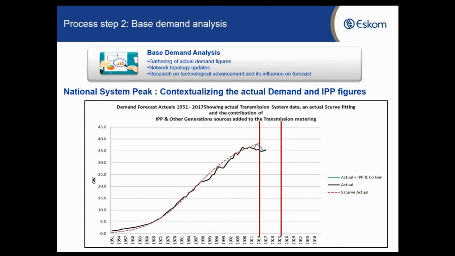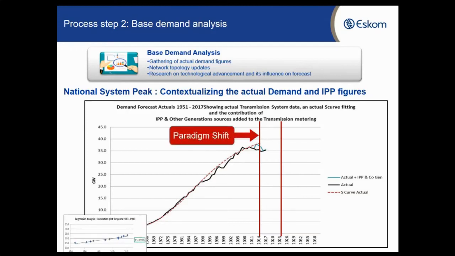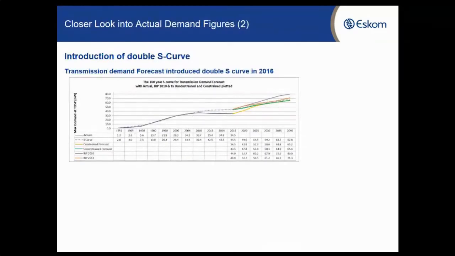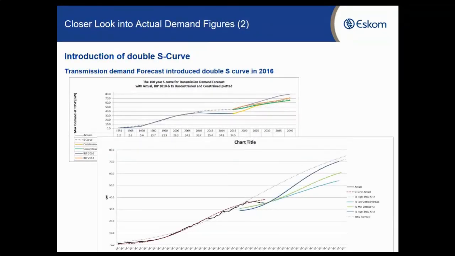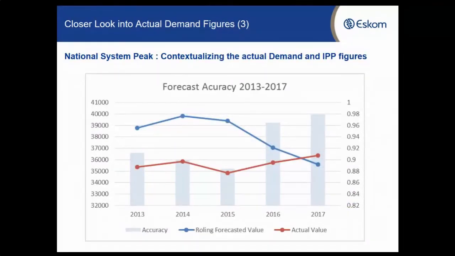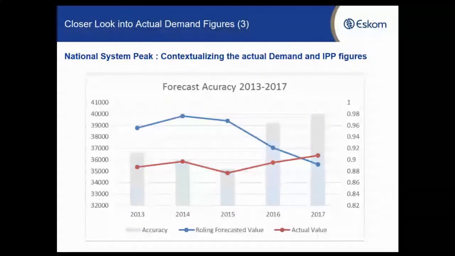Right. So we have seen that from the past we have gone through a paradigm shift, and we've adopted our S-curve model. We have done some regression analysis on our actuals to track our accuracy, and we noted that we need to change our S-curve. At that stage we went over to a double S-curve model, where we slightly adapt closer towards the actual numbers that we do have. So we keep tracking our accuracy on that, and as you see, as we've improved our model, our accuracy has improved as well.